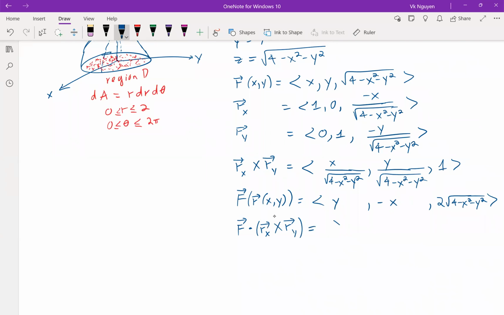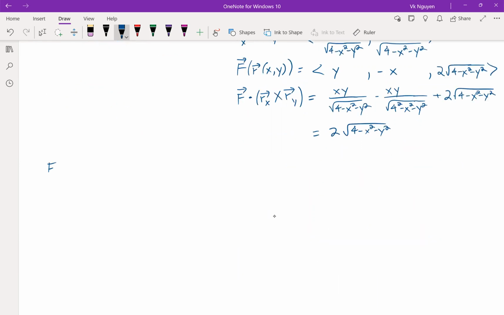We have xy over root of 4 minus x squared minus y squared, minus xy. Yay, they cancel out. Then plus 2 root of 4 minus x squared minus y squared. And this is, yeah, 2 root of 4 minus x squared minus y squared. Same thing, right? Negative because it's oriented downward.